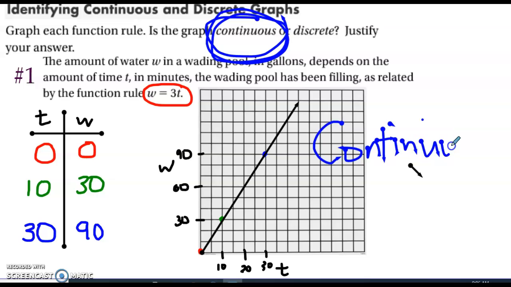Oh, look at that. It's still doing it. That's funny.